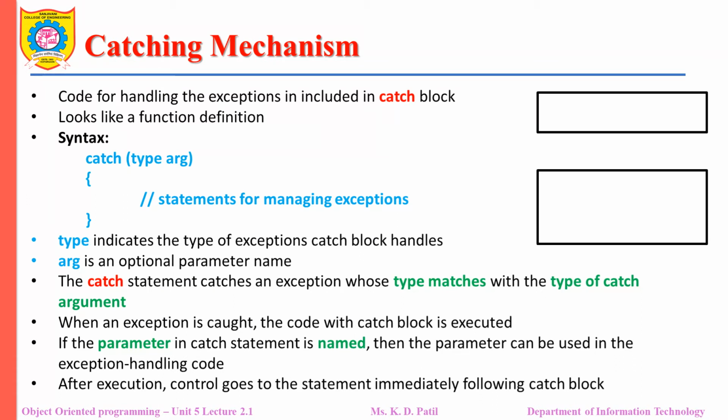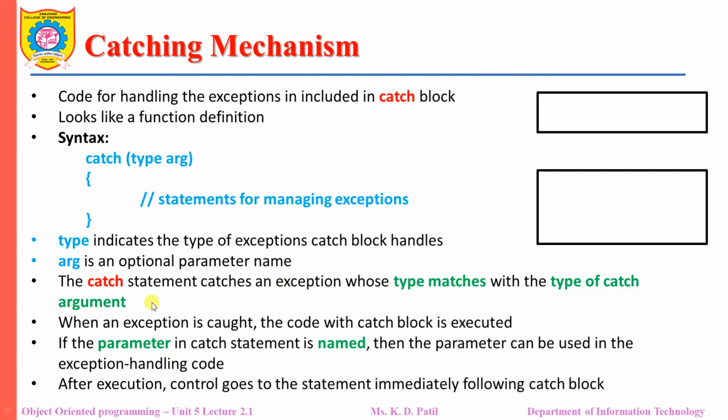In the previous lecture, we have seen that the code for handling the exception is included in the catch block, and it definitely looks like a function definition. If you observe the syntax over here, I have a catch block followed by the type argument, and inside the opening and closing parenthesis, I have the statements for managing those exceptions. The type indicates the type of exception that catch block handles, and the argument is an optional parameter name. The catch statement catches an exception whose type matches with the type of catch argument.